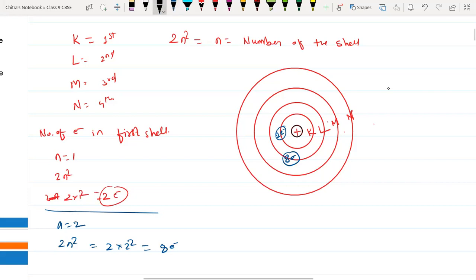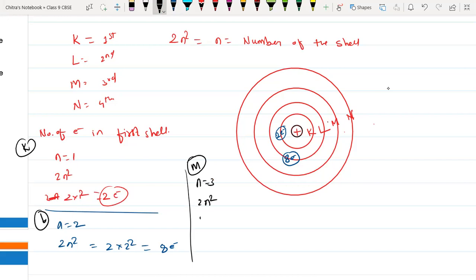Okay. Now for n equals 3, means for the third shell. This is for the K shell, this is for the L shell, this is for the M shell. Okay, so we have the formula 2n square. So 2 into 3 square. 3 square is 9, into 2 will be 18. So 18 electrons will be present in the third shell. So I'm writing here 18 electrons like this.